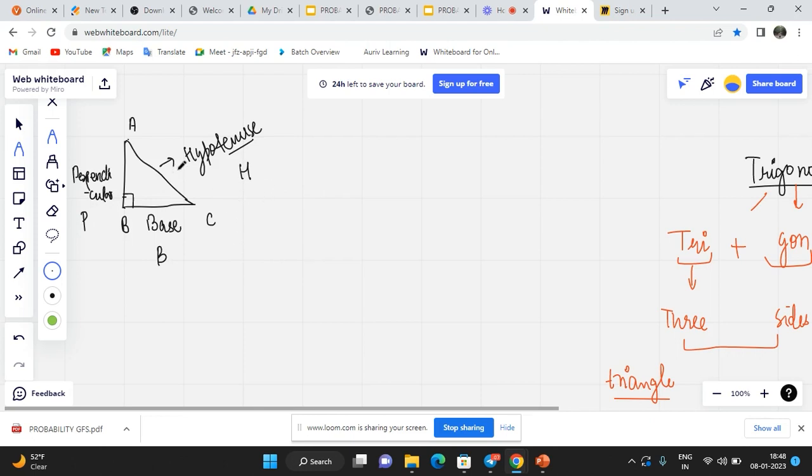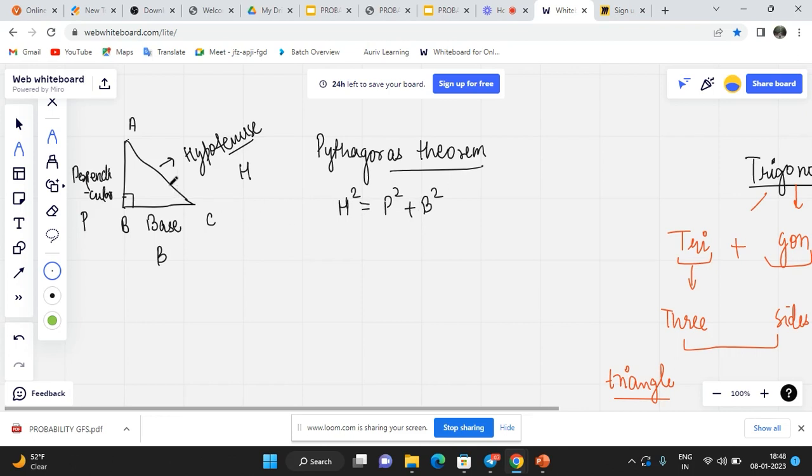Clear? Now, if we talk about the Pythagoras theorem, what does it state? It states that in a right angle triangle, the hypotenuse square is equal to the perpendicular square plus the base square.